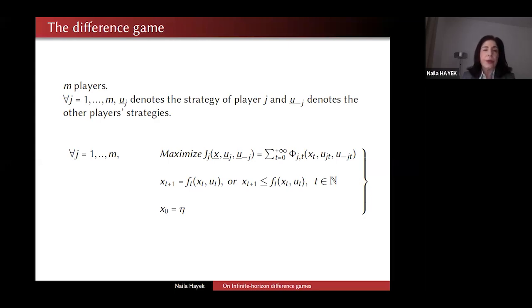And the dynamics are given by a difference equation x_{t+1} equals f_t(x_t, u_t), or a difference inequality x_{t+1} less than or equal to f_t(x_t, u_t), for all t in N. An initial condition is given, x_0 is equal to eta. Now, x is called the state, as you know, of the game. Eta is just a nod to the state.